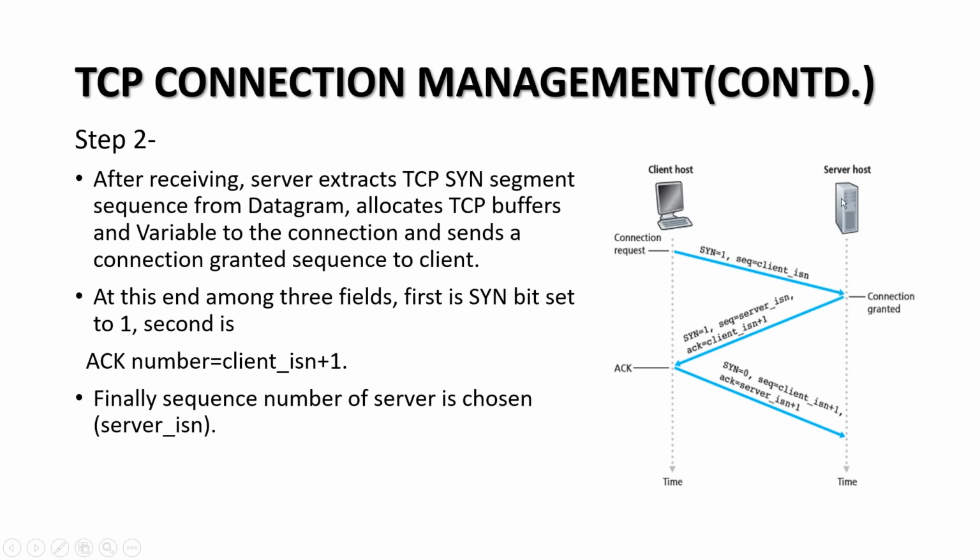In step 2, the server needs to accept the data and send back a packet requesting another packet from the client. So here also the SYN bit will be made 1, and a random number, which is the server ISN, is taken and made the sequence number. After that, acknowledgement is given for client ISN plus 1, meaning it needs the next packet. After that, transmission of packets will be done with sequence number 0.